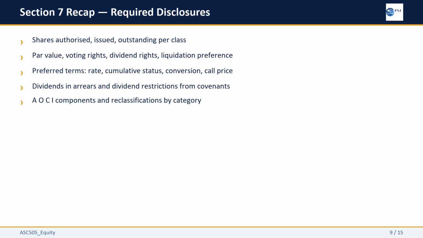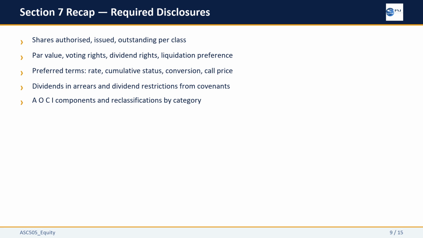Section 7 opened with the required disclosures under ASC 505. For every class of stock, you must disclose shares authorized, issued, and outstanding. You must describe par value, voting rights, dividend rights, and liquidation preference. Preferred stock needs its own note: the dividend rate, whether cumulative or non-cumulative, conversion terms, call prices, and liquidation preference.